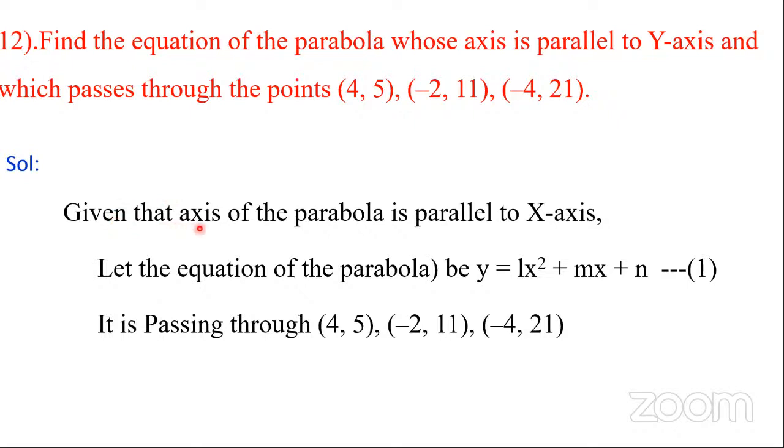Given that the axis of the required parabola is parallel to y-axis, therefore the equation of the required parabola will be in the form y = lx² + mx + n. Let it be equation 1, children. And this parabola passes through these given 3 points: (4, 5), (-2, 11), and (-4, 21). Now what shall we do? We shall substitute the 3 points, one after the other, in the supposed equation of the parabola.